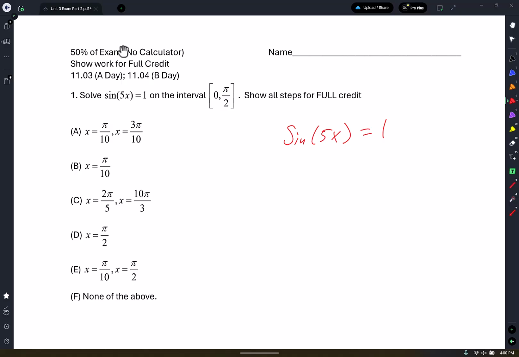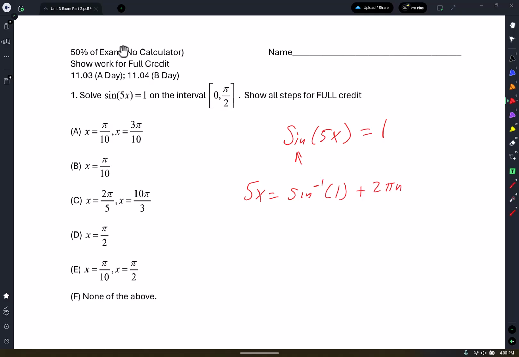So next move, you're going to get rid of that sine. How do you get rid of that sine? By doing the inverse. So here's my second line. You're going to go 5x equals inverse sine or arc sine of 1, and then I add plus 2 pi n. Why do I add 2 pi n? Because if I go a full revolution on the unit circle, I am back at that same location. Does that make sense? Okay.